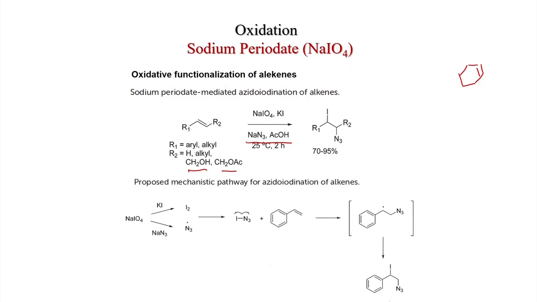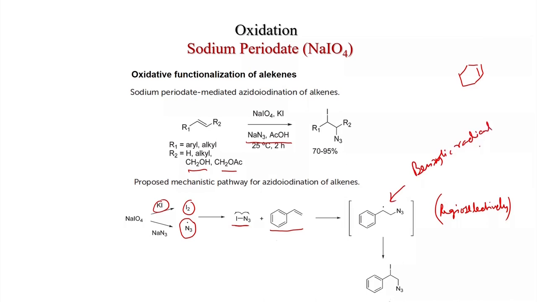Most likely sodium periodate oxidizes potassium iodide to iodine and sodium azide to N3 radical, and these two combine to generate the IN3 iodoazide, and iodoazide then adds to the styrene, and this is regioselective. So regioselectively it adds so that the benzylic radical is formed. So this is a benzylic radical, and the benzylic radical is stable.